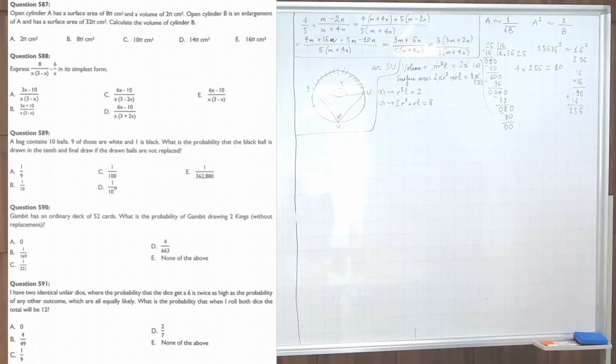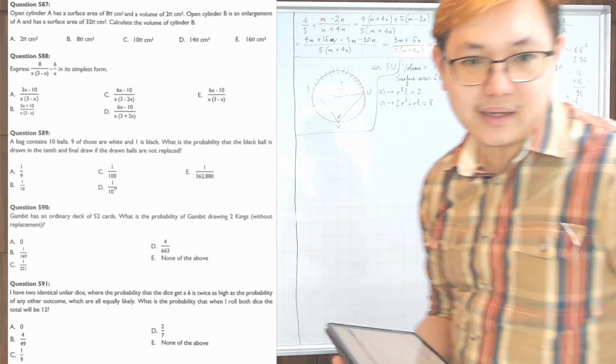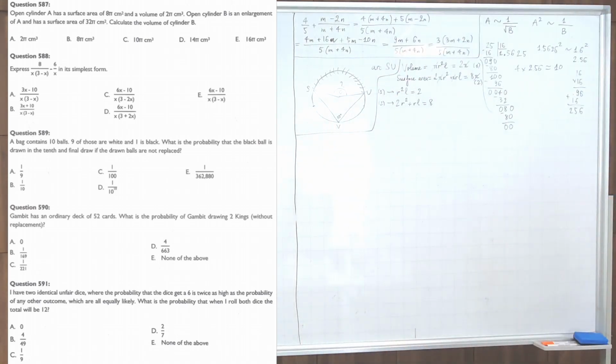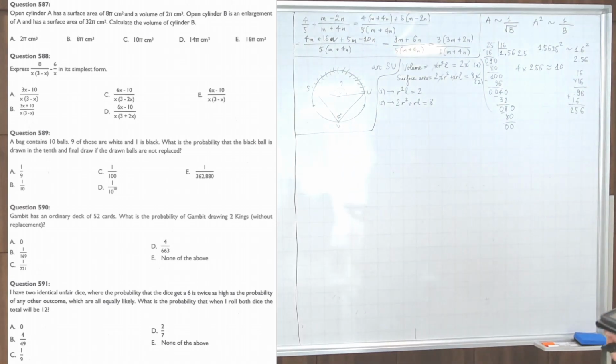Okay, let's try to eliminate. It cannot be A, right? And it cannot be B either, because like I said, it doesn't increase like that. It doesn't increase by 4 times. So A and B are wrong answers.